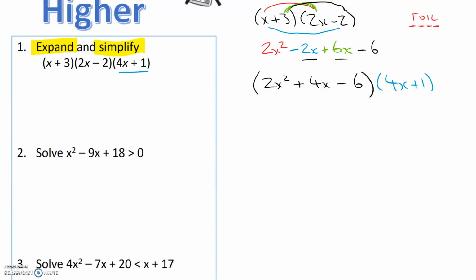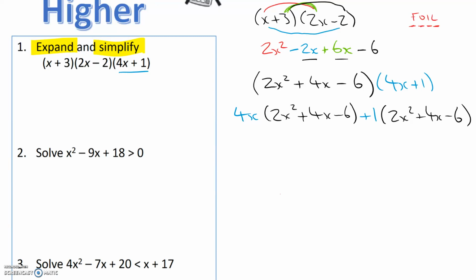So let's split that second bracket up. That's the same as doing the 4x multiplied by that first bracket, the 2x squared plus 4x minus 6. And then the plus 1 multiplied by everything in that first bracket, the 2x squared plus 4x minus 6. So I've just split that blue bracket up, if you like, into its two parts. It just means we're multiplying everything in the left hand bracket by the 4x and everything in the left hand bracket then by the 1. So let's do that now. What are we going to get?